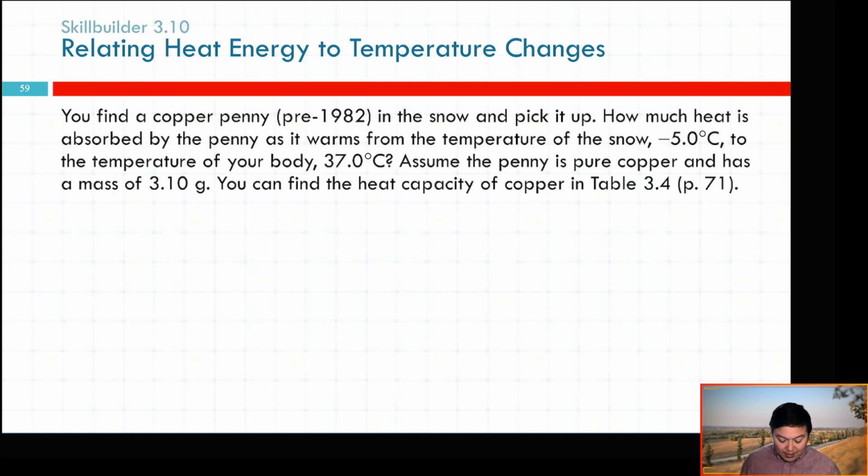So let's say we find a pre-1982 penny, so it's made of copper, fully made of copper. How much heat is absorbed by the penny as it warms from the temperature of the snow, -5 degrees C, to the temperature of your body, 37.0 degrees C? Assume the penny is pure copper and has a mass of 3.10 grams. And we'll find the heat capacity of copper in table 3.4.